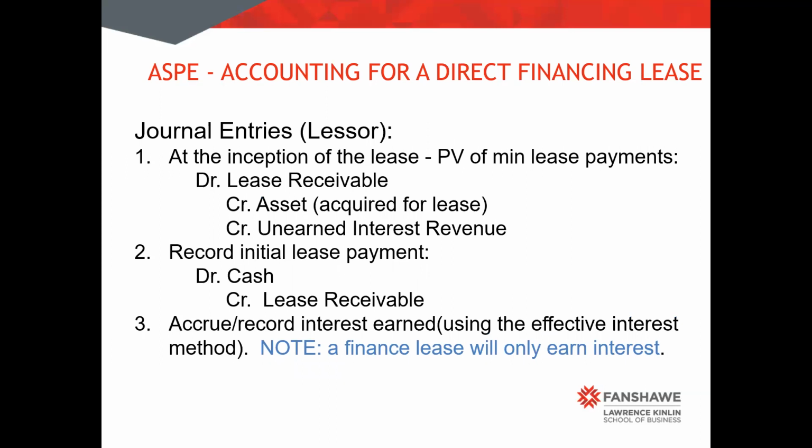On the lessor side, for the person leasing out the item, you'll have a lease receivable debit for the present value. You'll have a credit to the asset because we've sold the asset and we bought it for that lease purpose, and then a credit to unearned interest revenue. And then we would reduce the lease receivable as payments are made. And then obviously any interest.